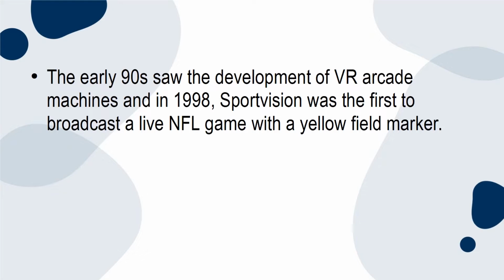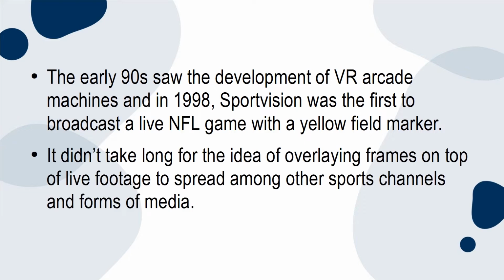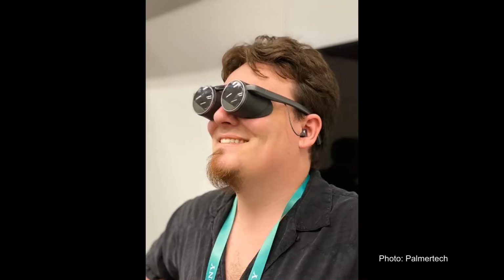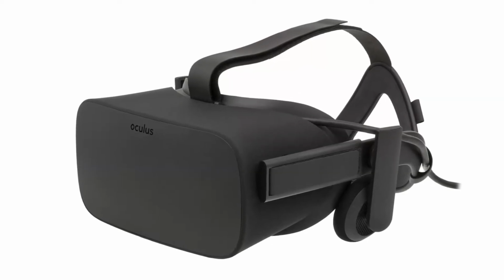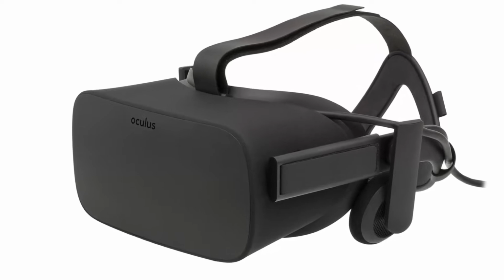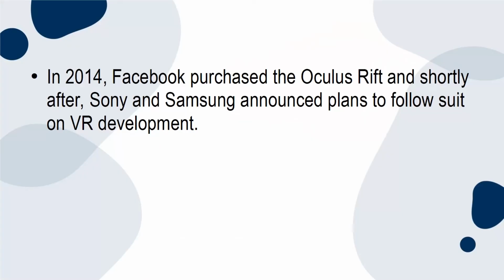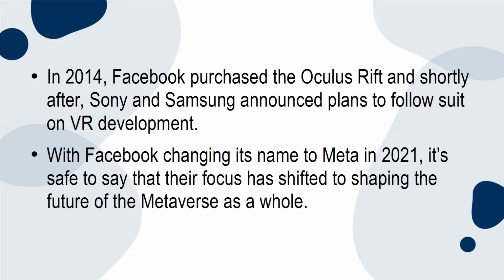The early 90s saw the development of VR arcade machines, and in 1998, Sportvision was the first to broadcast a live NFL game with a yellow field marker. It didn't take long for the idea of overlaying frames on top of live footage to spread among other sports channels and forms of media. In just over another decade, we saw the development and launch of the Oculus Rift VR headset by 18-year-old entrepreneur Palmer Luckey. With the Rift, we were introduced to a 90-degree field of vision and the use of computer processing power. In 2014, Facebook purchased the Oculus Rift, and shortly after, Sony and Samsung announced plans to follow suit on VR development. With Facebook changing its name to Meta in 2021, it's safe to say that their focus has shifted to shaping the future of the metaverse as a whole.